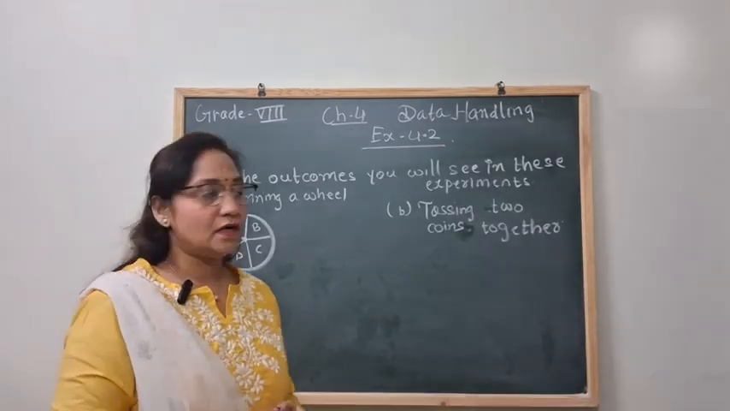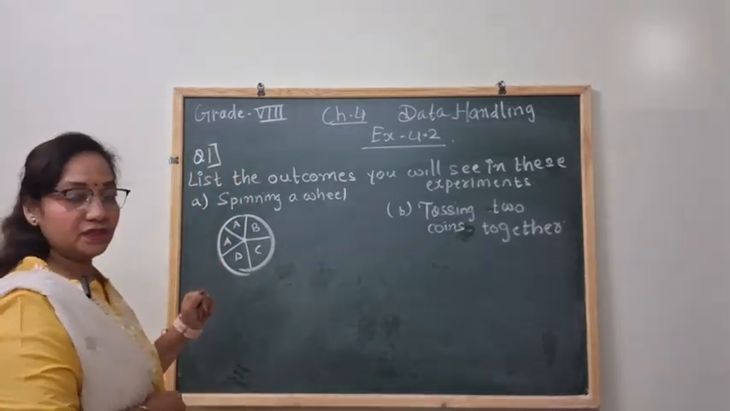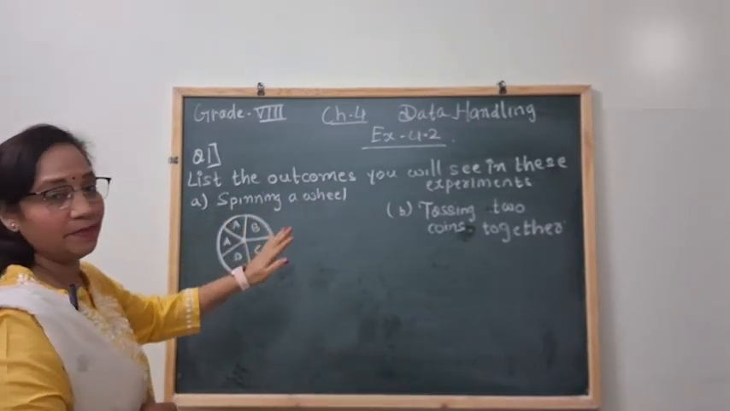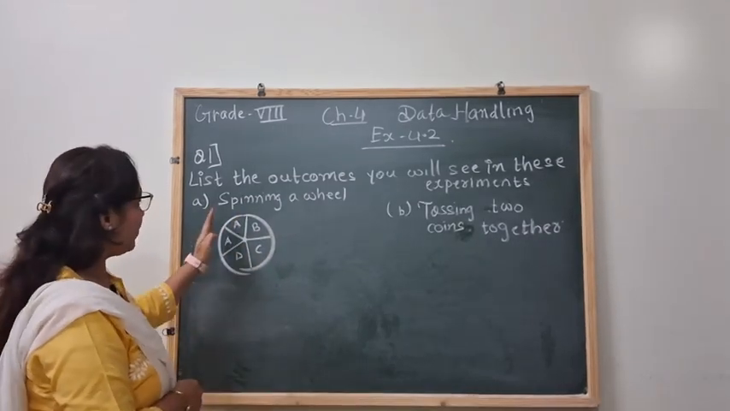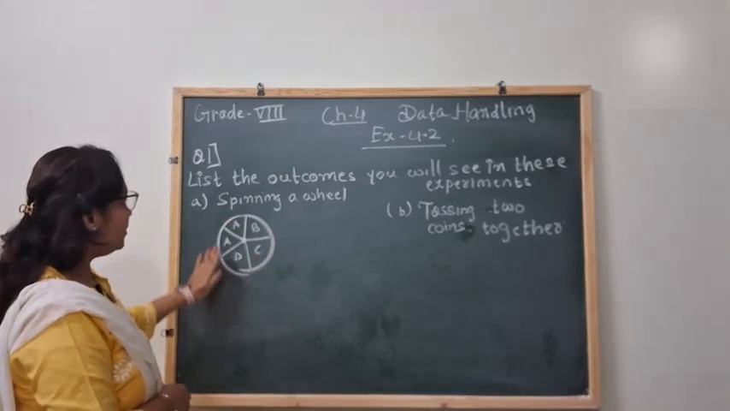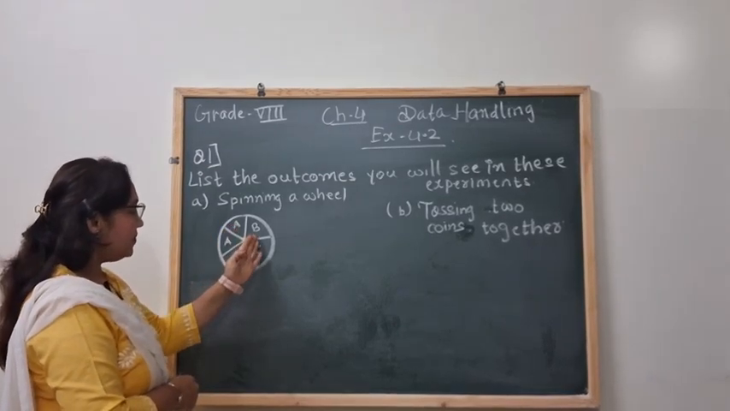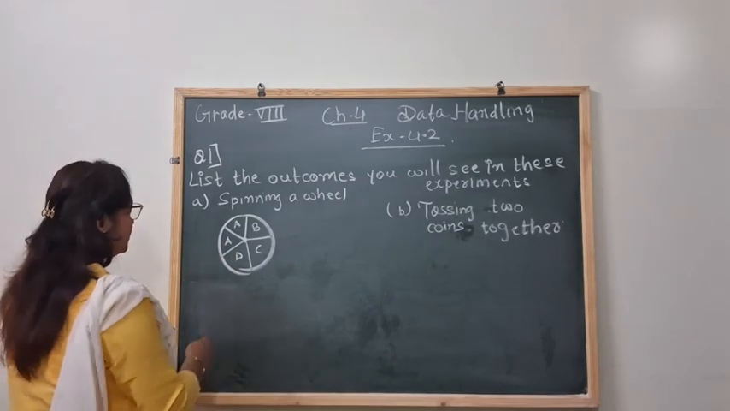Okay students, so let us start exercise 4.2 now. Here the first question is very simple. List the outcomes you will see in these experiments. The first experiment is spinning a wheel. Here you have to find, when you are spinning a wheel, what are the outcomes? The outcomes are, you may get A, B, C or D. So there are 4 outcomes.